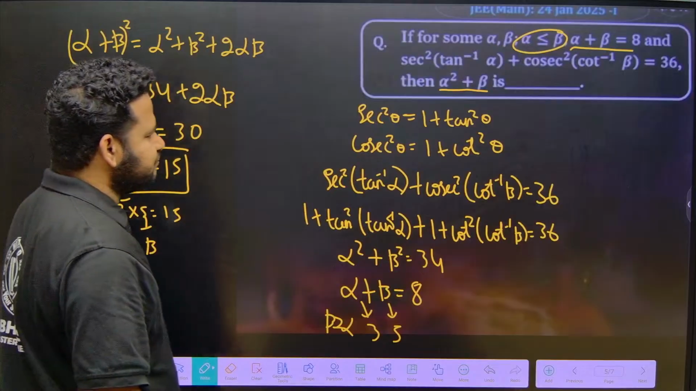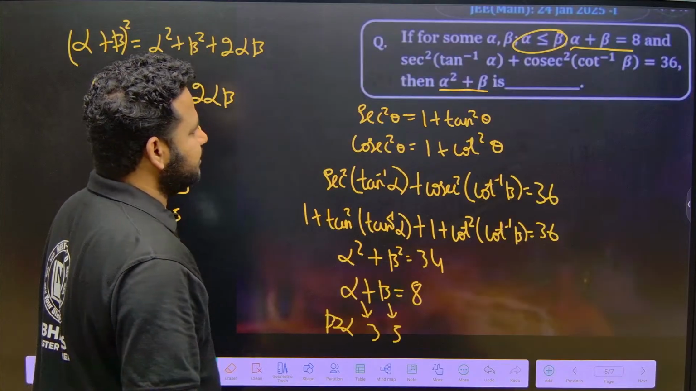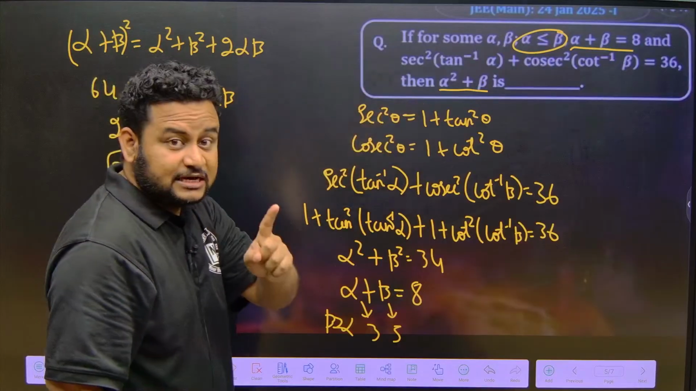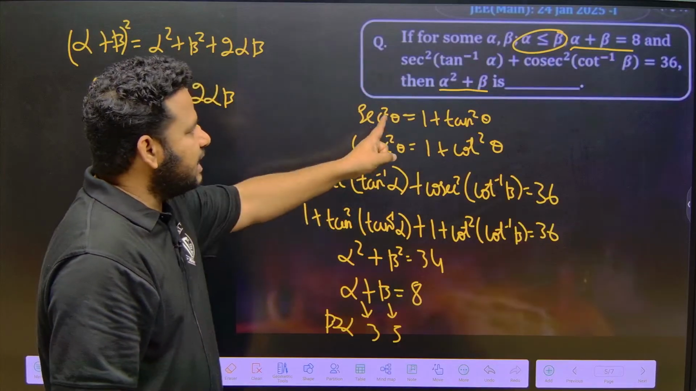Now what are they asking us, friend? They are asking us to find alpha square plus beta. This is a numerical value based question. They are not asking alpha square plus beta square. Please be careful, they are asking us alpha square plus beta.